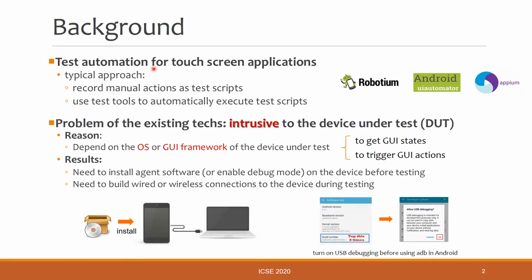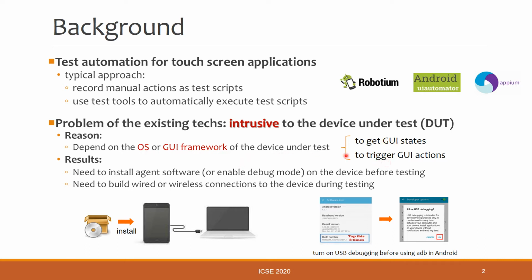In such test automation, a typical approach is to firstly record manual actions as test scripts. Then we can use test tools to automatically execute the test scripts. The typical tools for such kind of test automation include Robotium, Espresso, UI Automator, Appium, and so on. A problem of these existing techniques is that they are intrusive to the device under test. The reason is that they depend on the operating system or GUI framework of the device under test to get GUI states or trigger GUI actions.